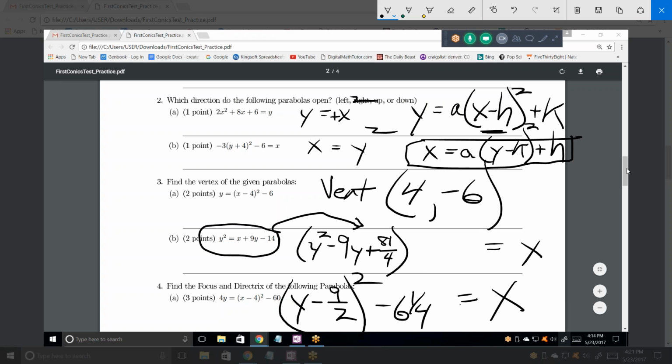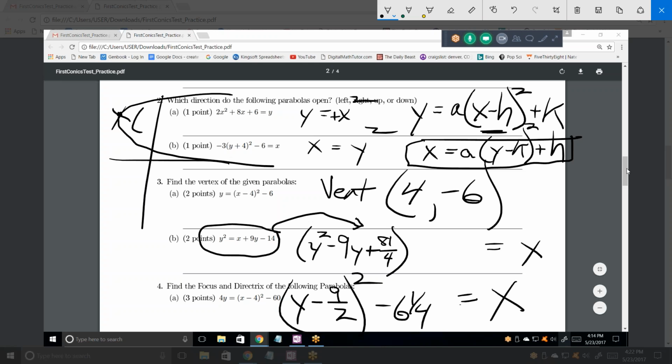Now this is a horizontal parabola, so its vertex is going to be at minus 6 1/4 plus 9/2, somewhere right there. And it's going to open to the right. So it's going to be something like that. But the only thing they really asked for was that vertex.